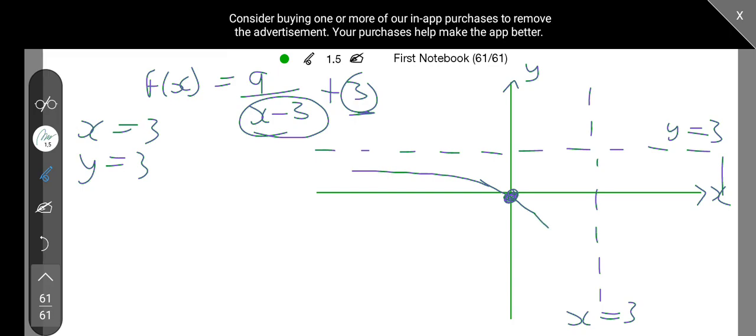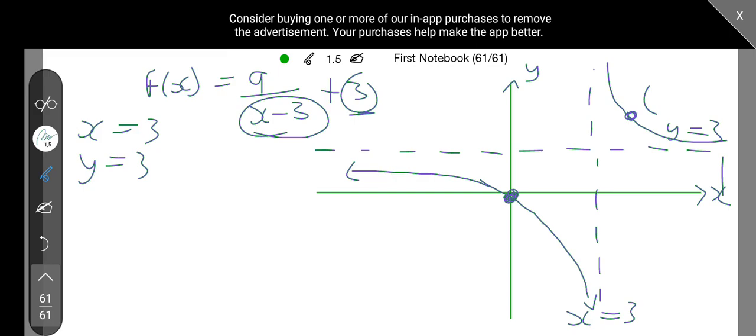Remember, the graph should never touch the asymptote. It can go closer and closer to the asymptotes, but will never touch them. And then you can use a table method to find another point which will be in here. And make sure you write the full set of coordinates.